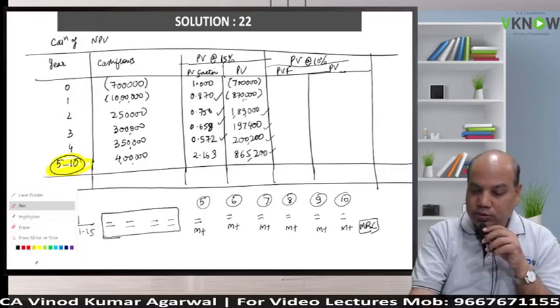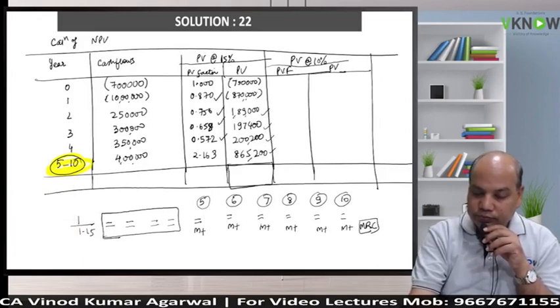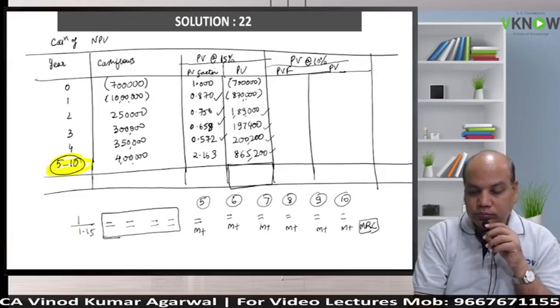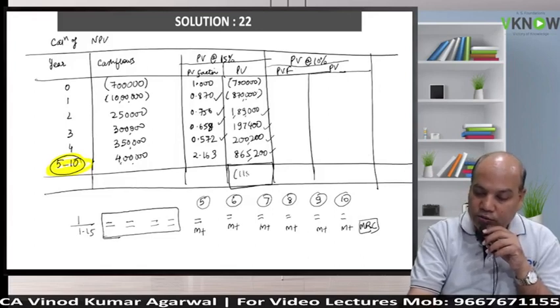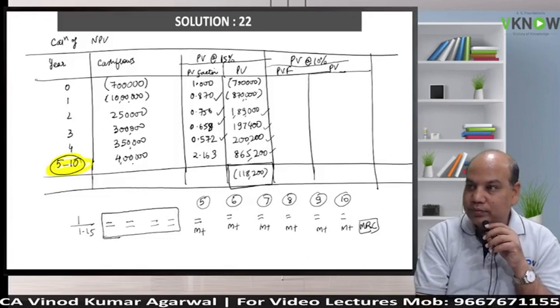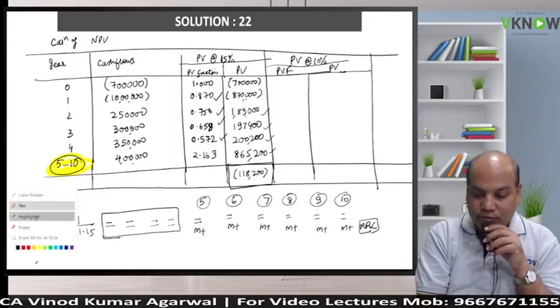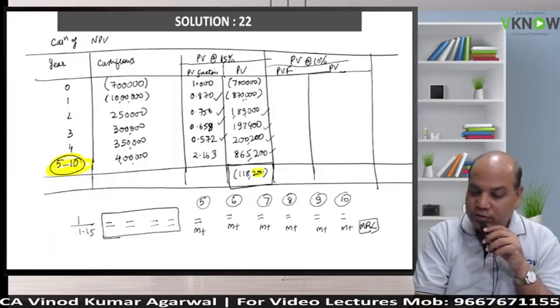Anybody wants to tell me the total of this column? Positive or negative? Negative 1,18,000. Negative 1,18,200 approximately. No problem. 1,18,000 is also okay. 1,18,500. No problem. Last 3 digits can be different. But it should be negative 1,18,000 and something. That is okay. Now we'll do the same thing for 10%.